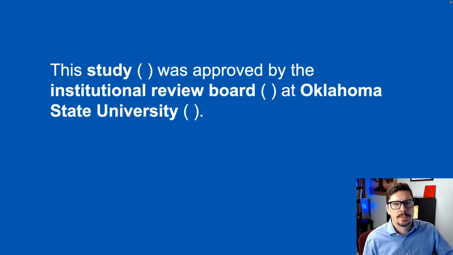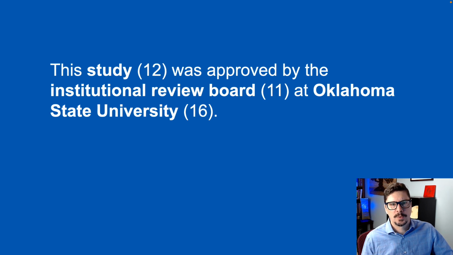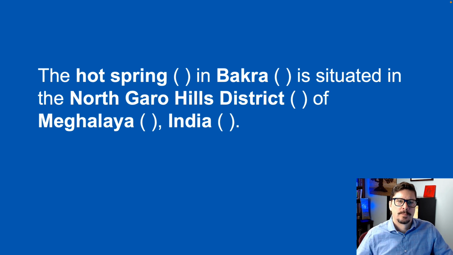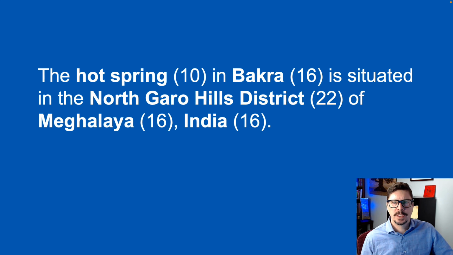Here's your next practice. This study was approved by the Institutional Review Board at Oklahoma State University. So which rules apply here? Are you ready? They are rules 12, 11, and 16. All right, how about this one? The hot spring in Bakra is situated in the North Garo Hills district of Meghalaya, India. So which rules apply for these nouns? They are rules 10, 16, and 22.